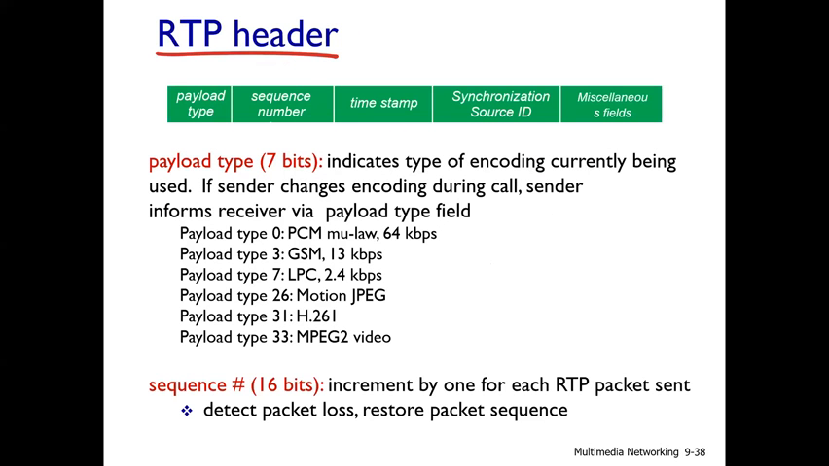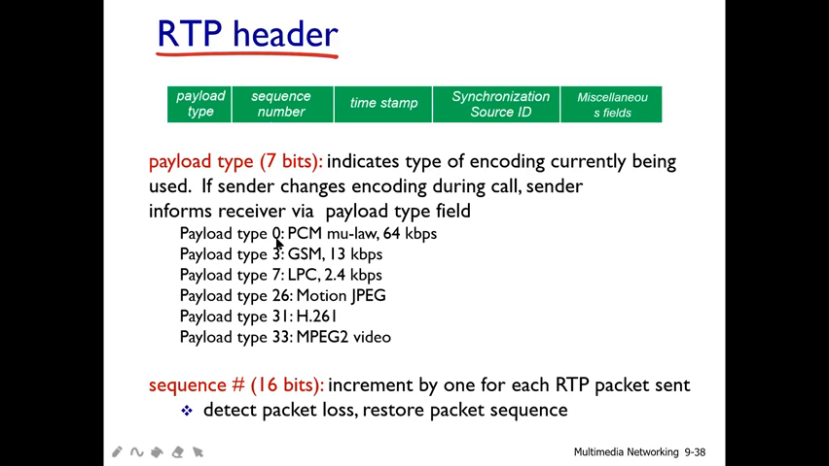So here you can see your RTP header. What is your RTP header? This is the structure of your RTP header. Already we have discussed, we have one payload identification type which will carry 7 bits of data. If any sender changes any encoding during a call, then the sender has to inform the receiver side. So we have some payload identifications named like 0, 3, 7, 26, 31, and 33.